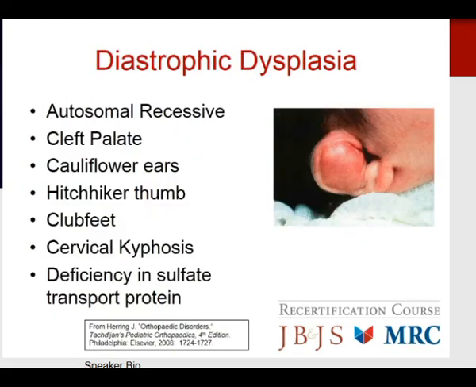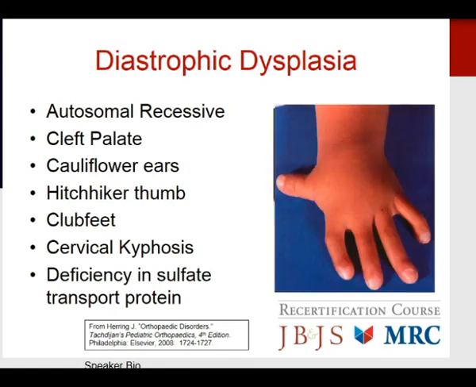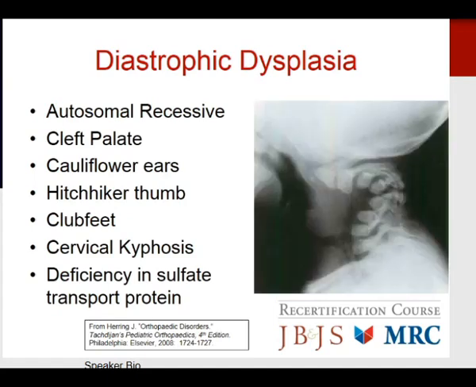Diastrophic dysplasia has also been tested recently. This is an autosomal recessive condition. It's characterized by a deficiency in the sulfate transport protein, and characteristic findings include a cleft palate, cauliflower ears as demonstrated here, as well as hitchhiker thumb, and a very high incidence of club feet. And these club feet are often resistant to Ponseti treatment and have a high risk of recurrence. Additionally, cervical kyphosis can be a potential source of profound disability.